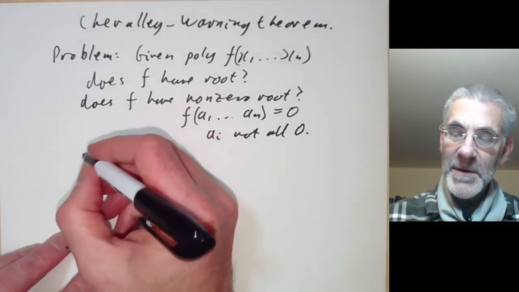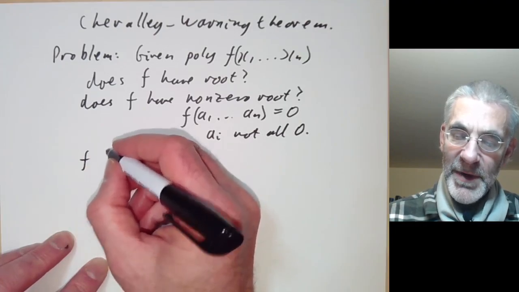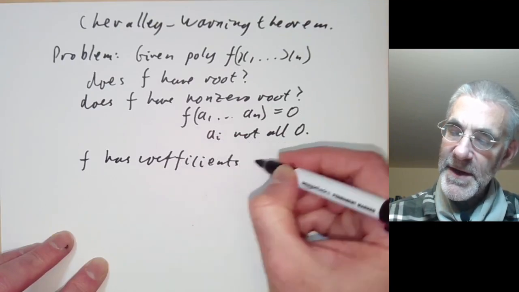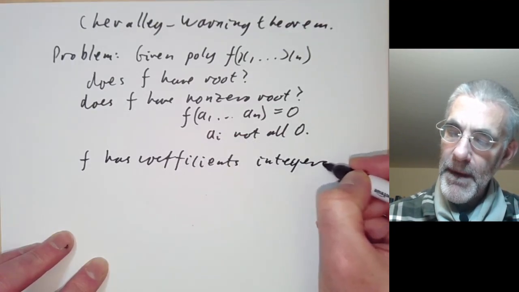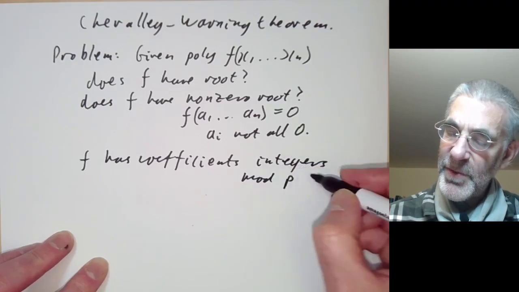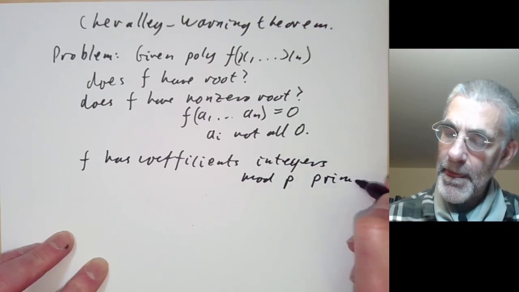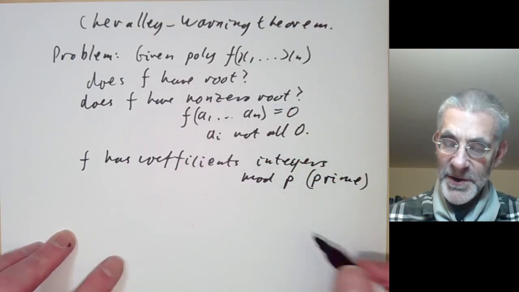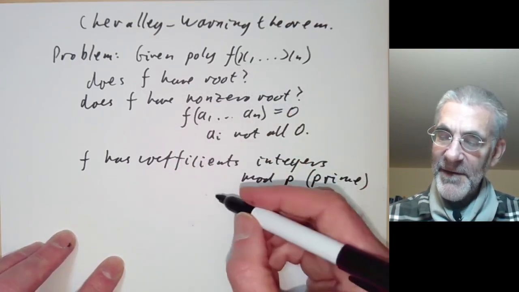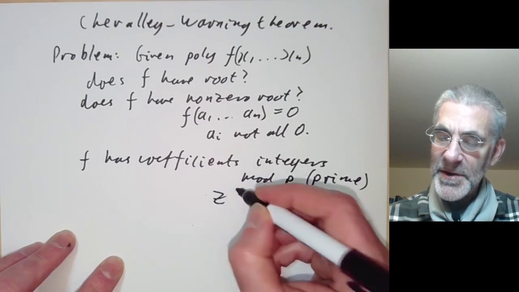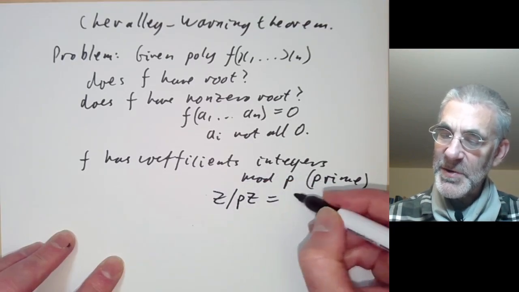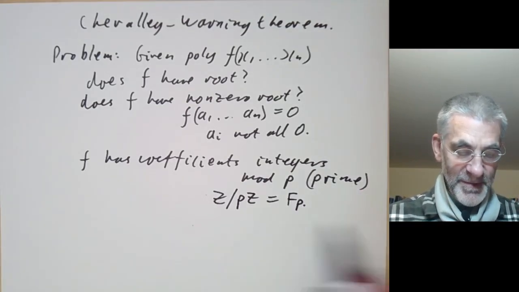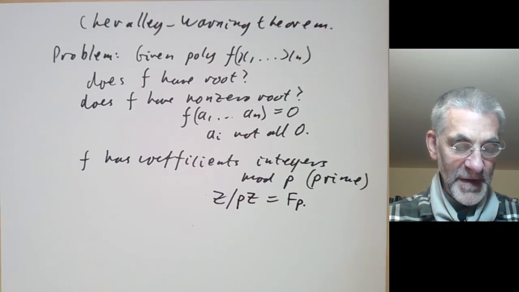And what we're going to do is take f to be a polynomial with coefficients that are integers modulo some prime p. And of course the ai and the xi are also going to be integers modulo p. In other words, we're taking f to have coefficients in the integers modulo p, which is a field often denoted by F sub p. So this is the easy example of finite fields.